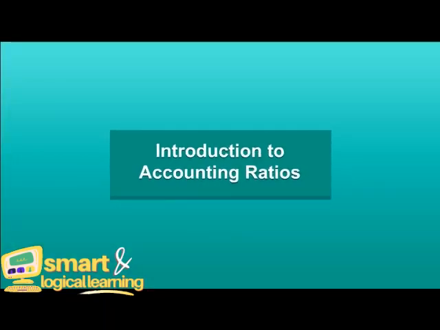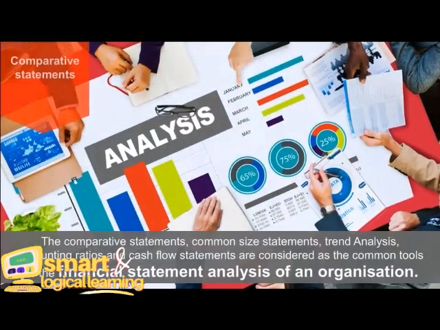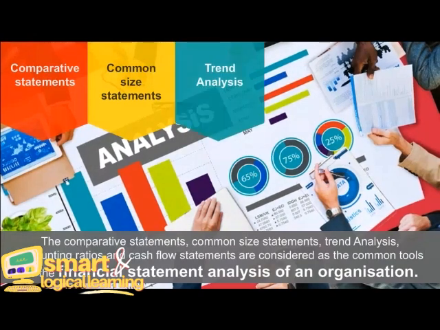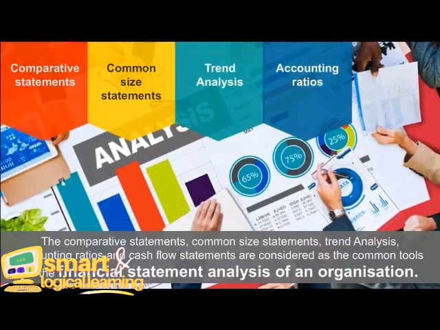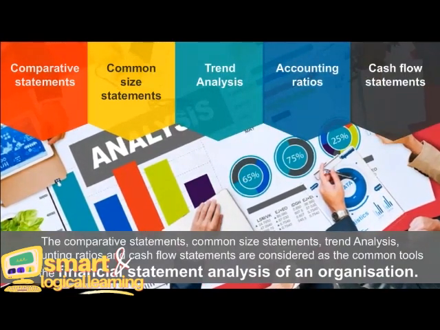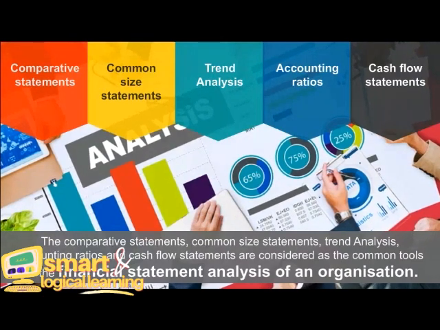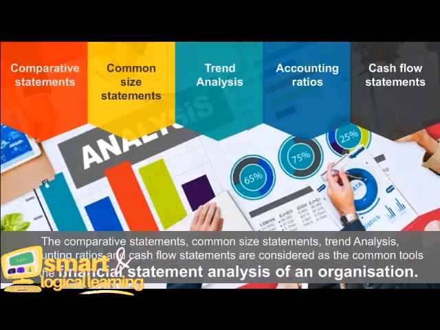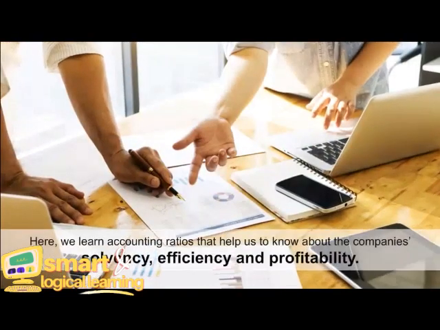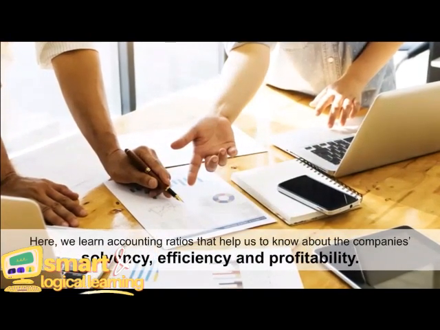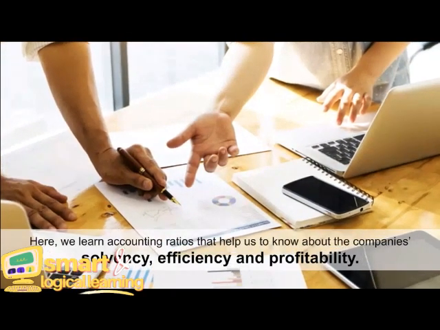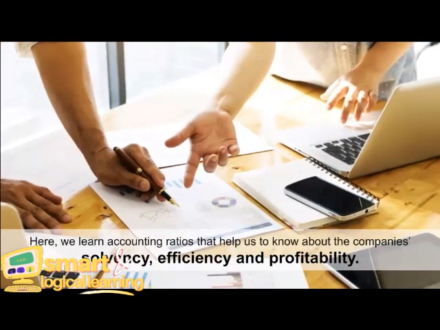Introduction to accounting ratios. The comparative statements, common size statements, trend analysis, accounting ratios, and cash flow statements are considered the common tools for the financial statement analysis of an organization. Here, we learn accounting ratios that help us to know about the company's solvency, efficiency, and profitability.